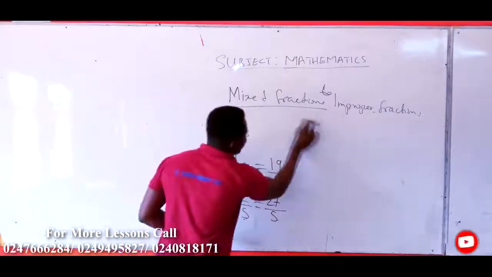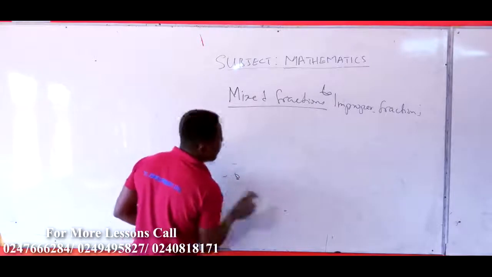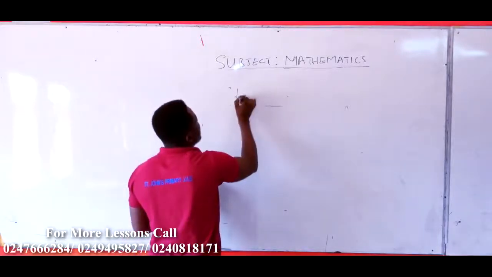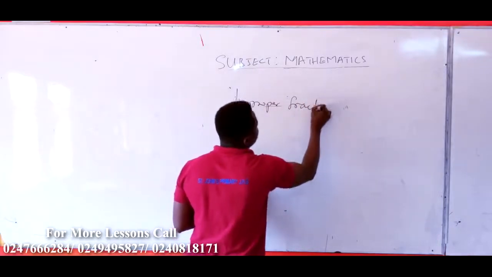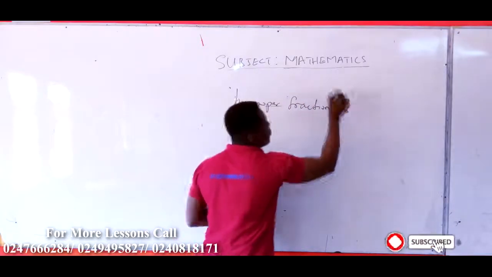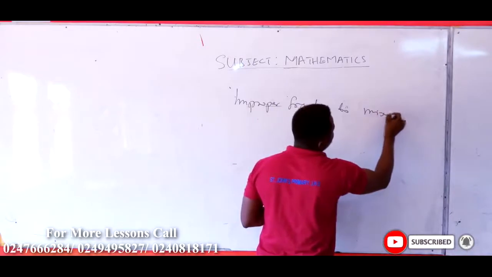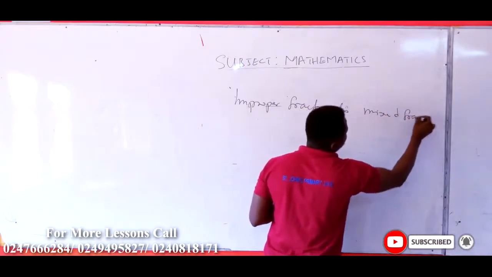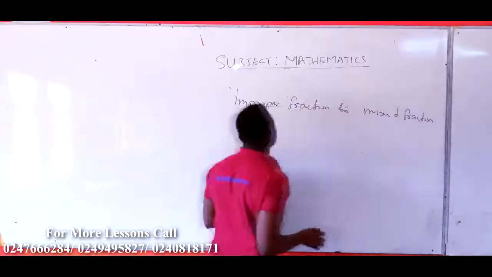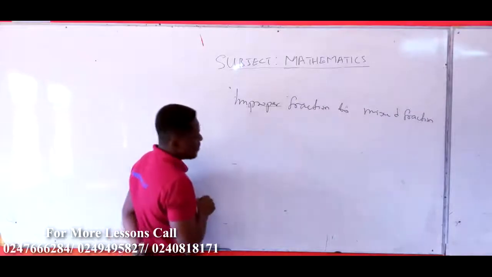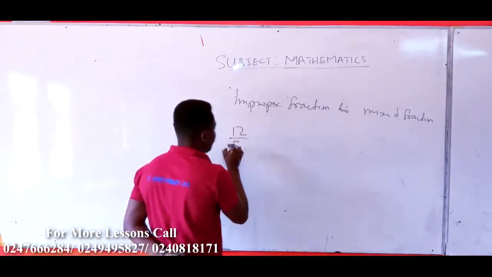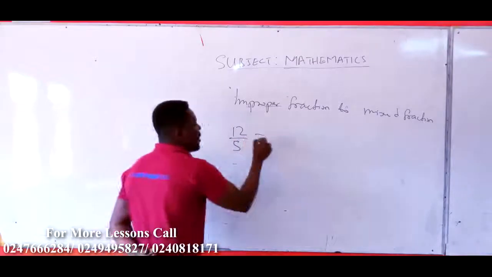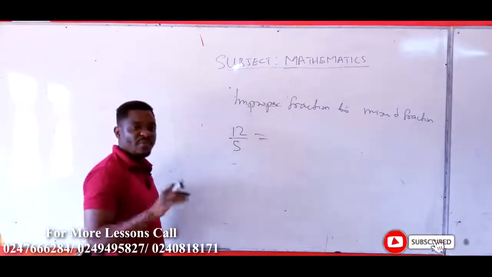The final work we are looking at is how to convert improper fraction to mixed fraction. Okay, I wrote something on the board. 12 over 5. How do I convert this one to mixed fraction?